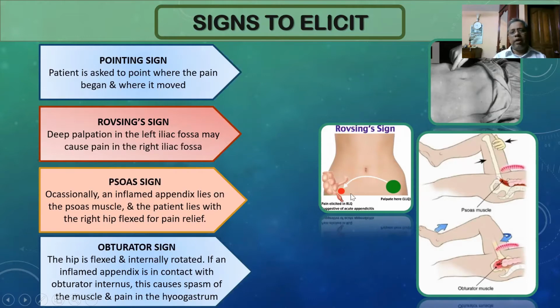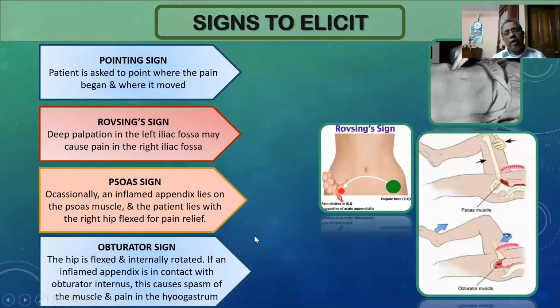More confirmatory is the Rovsing sign. One is point tenderness, another one is Rovsing sign. There are other signs, which is called the psoas sign, or another name is Cope's psoas sign, or the Cope's psoas test, and there is Cope's obturator test. These two signs, Cope's psoas sign and Cope's obturator test, dictate what the position of the appendix is.